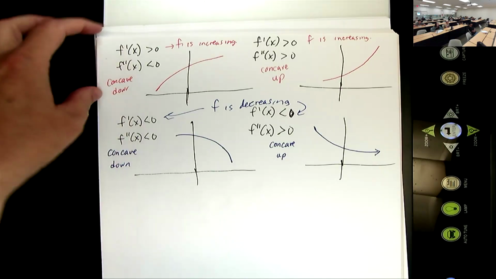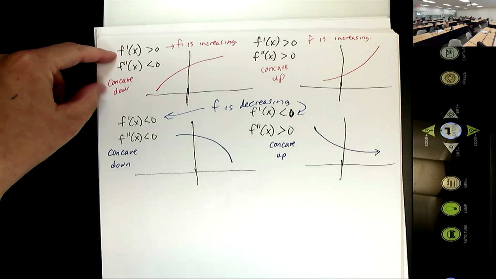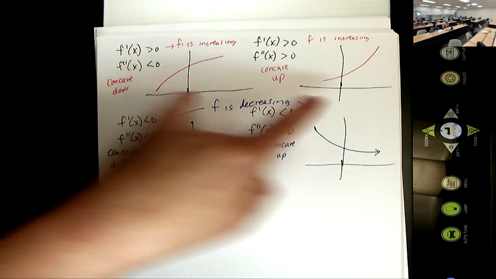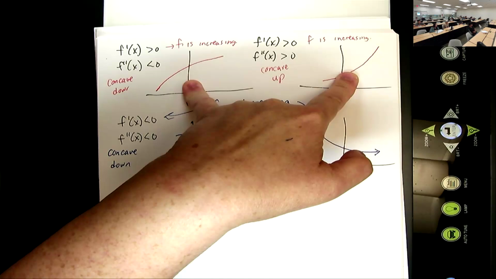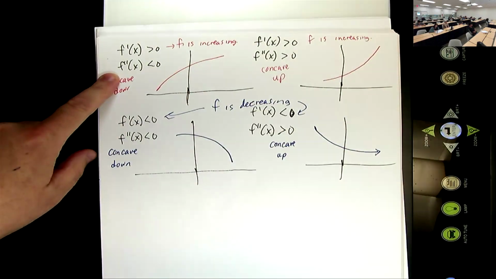Yeah, on both of them, the first derivative is positive, so the slope is positive. So it's gotta be going up from left to right. But there's 2 ways it can do it. It can be slowly curving down or it can be slowly curving up. And the second derivative tells us which one is which there.